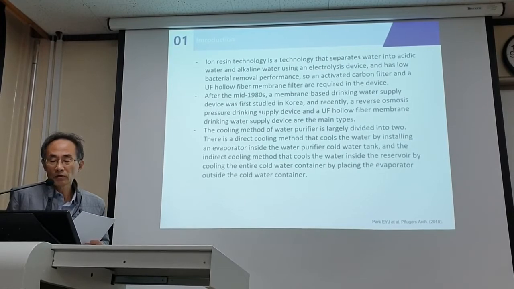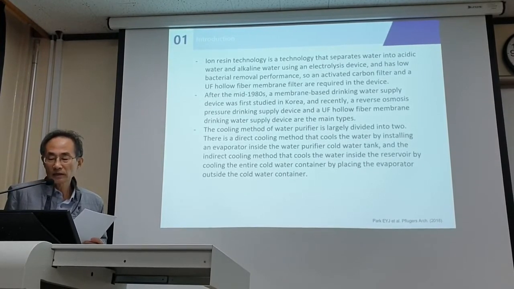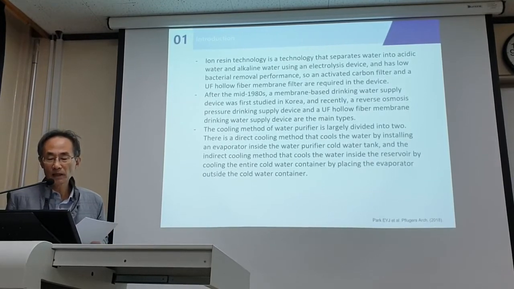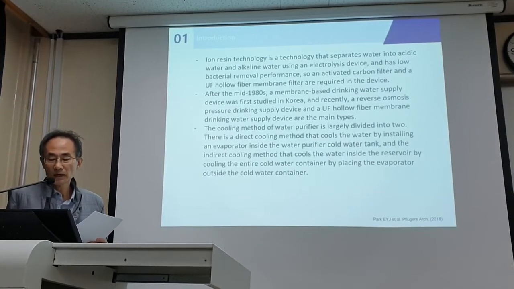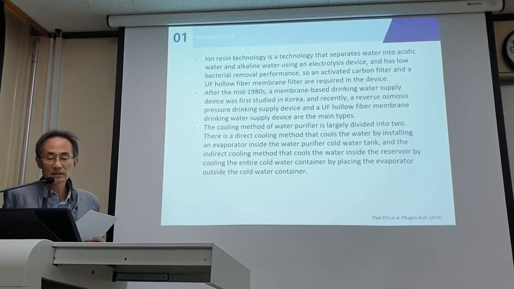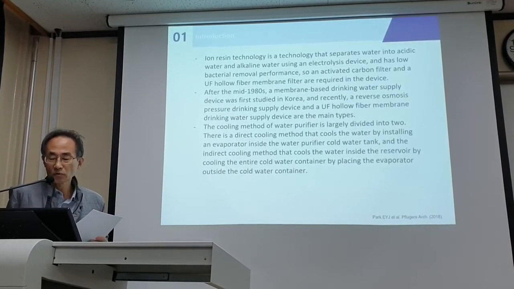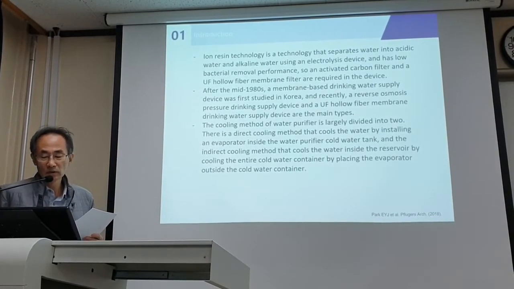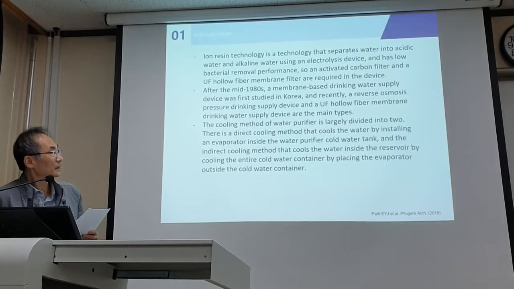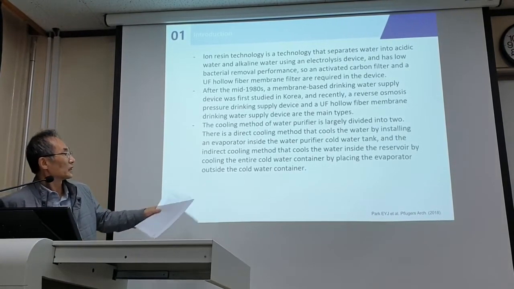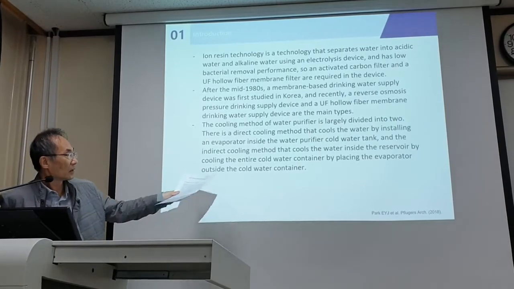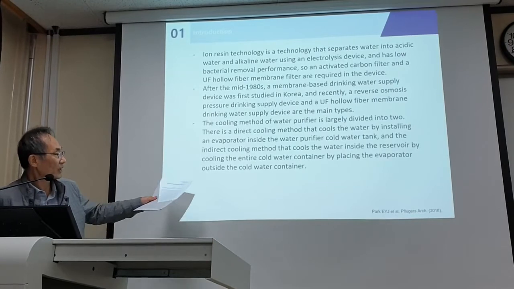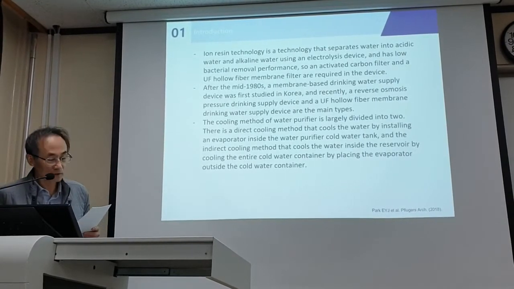The cooling method of a water purifier is largely divided into two. There is a direct cooling method that cools water by installing an evaporator inside the water purifier's cold water tank, and the indirect cooling method that cools the water inside the reservoir by cooling the entire cold water container, placing the evaporator outside the cold water container.